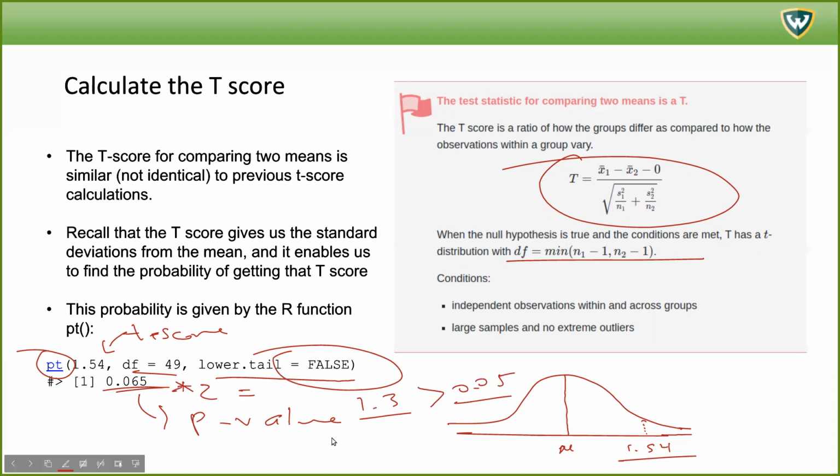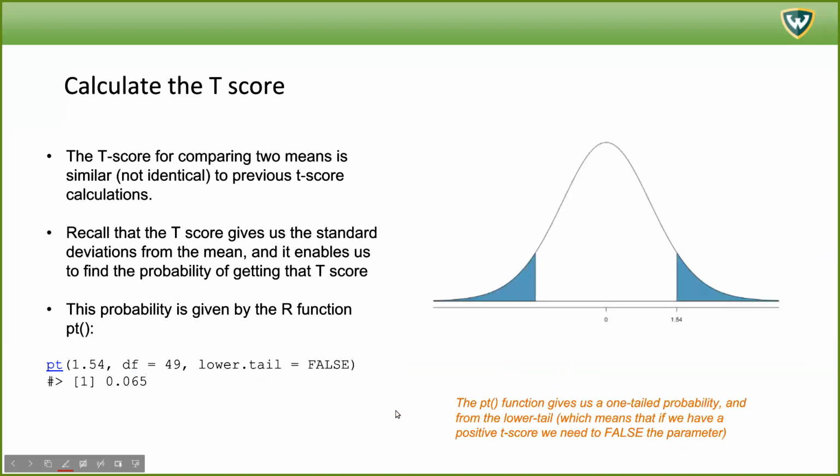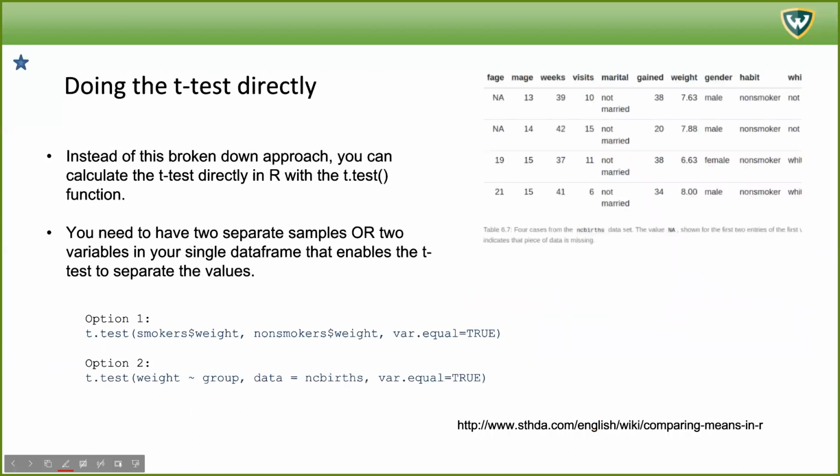Remember, we want a very low p-value, lower than our confidence level, to reject the null. So we fail to reject the null, and we cannot see in this data set that the difference between non-smoking and smoking mothers is different than 0. That's what we're observing here. The pt function gives us one-tail probability, from the lower tail, which means that if we have a positive t-score, we need to set this lower.tail parameter to false. So I'm just putting this in writing here for you, what I just explained. Next, we'll expand this to actually doing the t-test directly, which facilitates the calculations, and I will also introduce some new concepts.